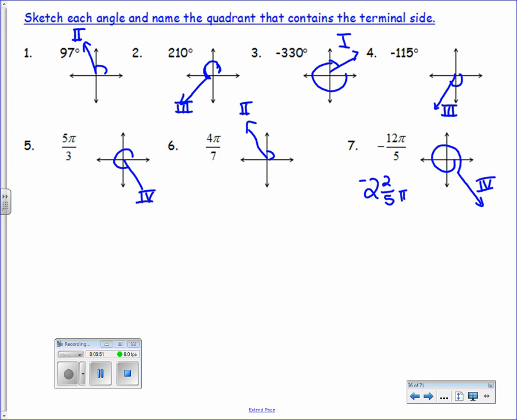So really work on your spinning and try to make sure that you're spinning in a certain direction. Then we're going to focus on the next topic, changing angles into radians and radians into degrees. Then we'll talk about coterminal angles as well. Okay, and as always, have a great day.